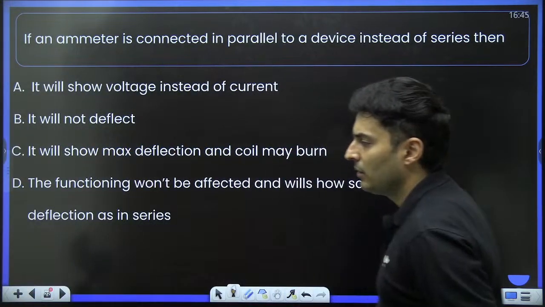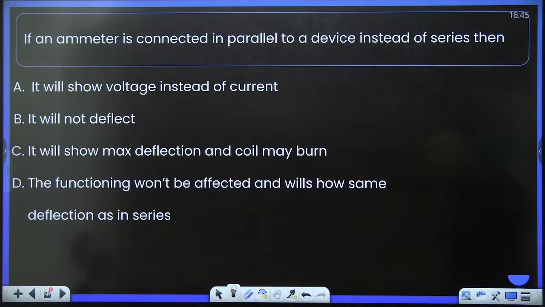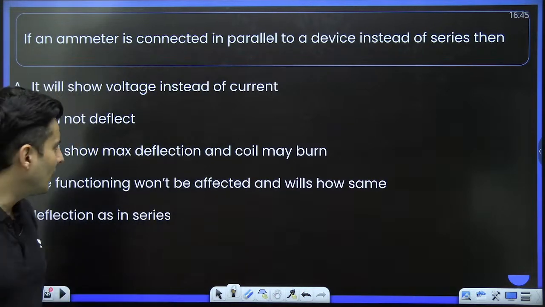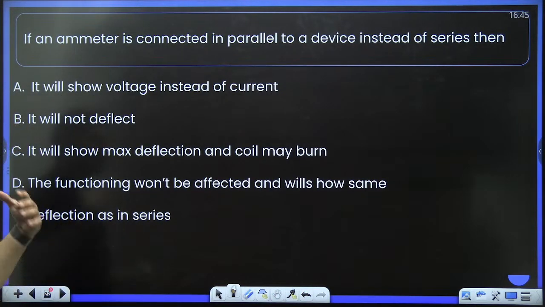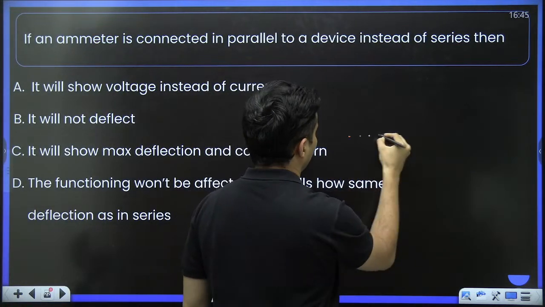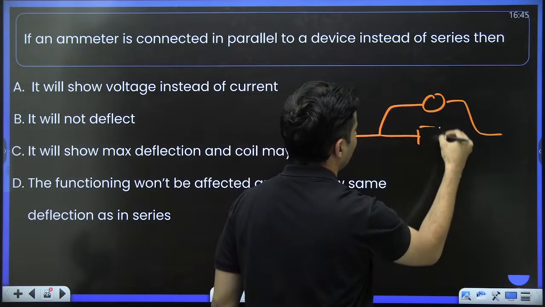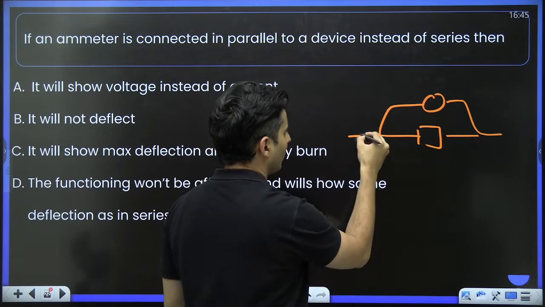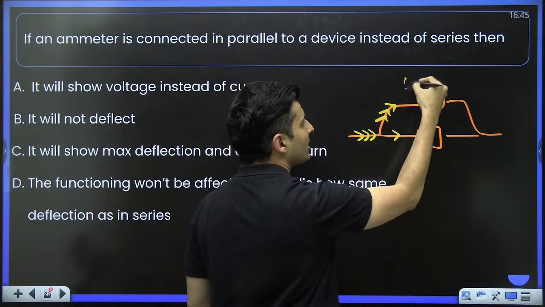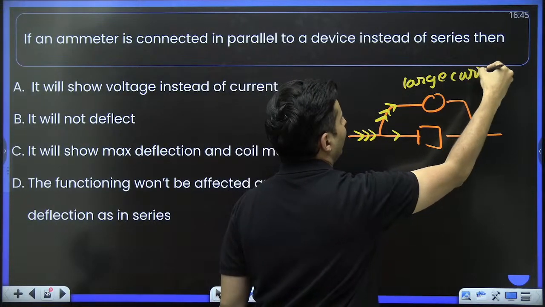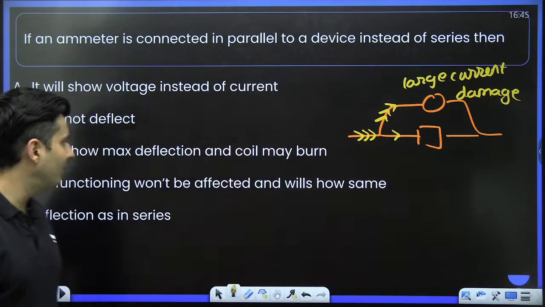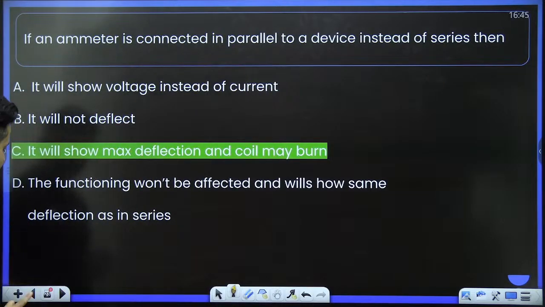If an ammeter is connected in parallel to the device instead of in series, then will it show voltage instead of current, will it not deflect, will it show maximum deflection and the coil may burn, or do you think the functioning won't be affected? It's connected in parallel. The moment you connect the ammeter in parallel, all that current will go through the ammeter. Very little current will go here. So a large current will basically damage the device. It will exceed the full scale deflection. It will burn it. So hence the answer is C.